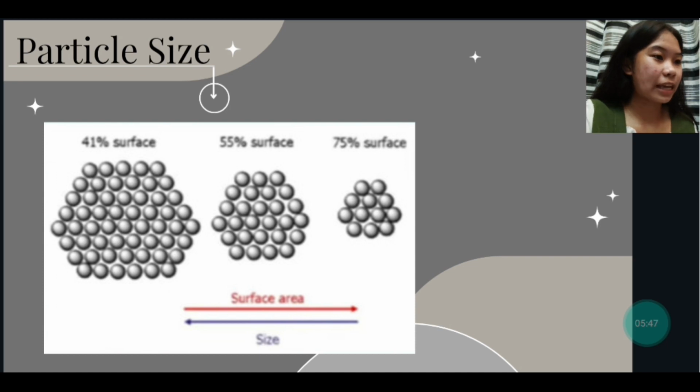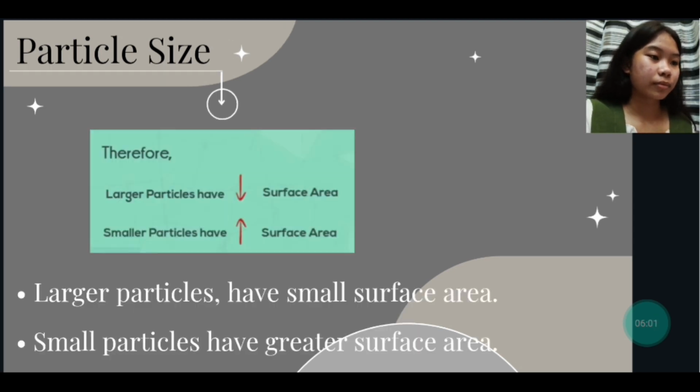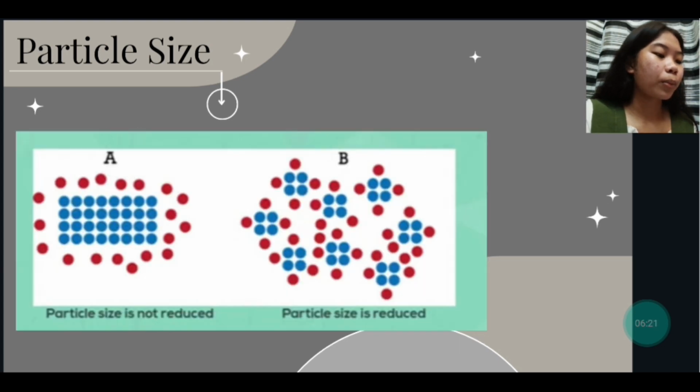Next is the particle size. Smaller reactant particles provide a greater surface area which increases the chance for particle collisions. So the reaction rate increases. Therefore, larger particles have small surface area, while small particles have greater surface area. If the surface area of a reactant is increased by cutting the substance into small pieces or by grinding it into a powder, more particles are exposed to the other reactants, increasing the rate of reaction.